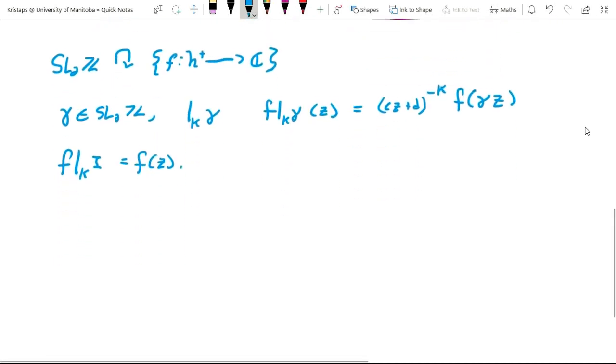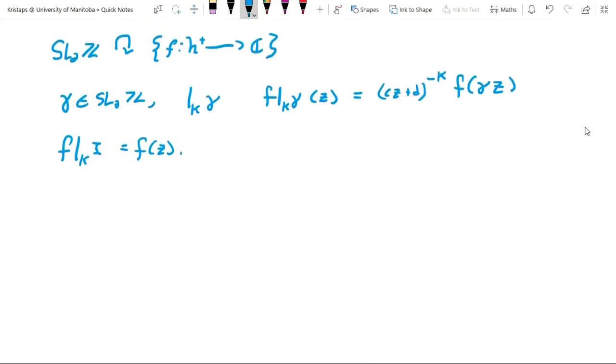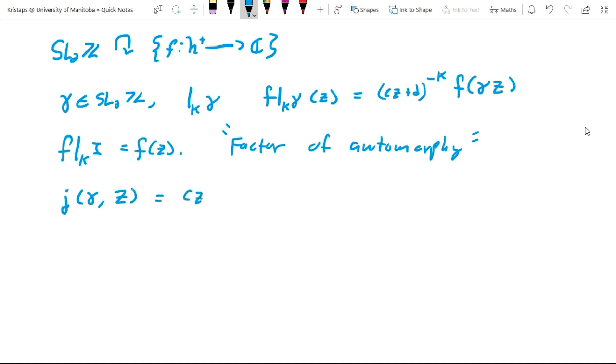In order to prove that the group action respects the group product, we're going to define what's called the factor of automorphy. So the factor of automorphy for an element of SL2Z and a complex number z is simply going to be cz + d. All right, and so now we're going to prove a composition law for the factor of automorphy.